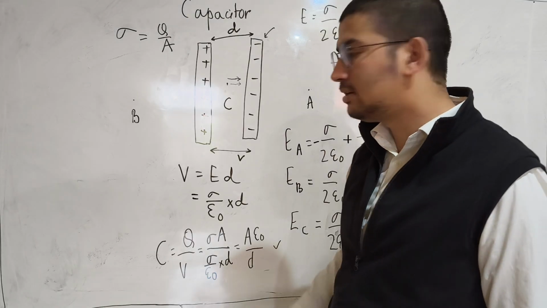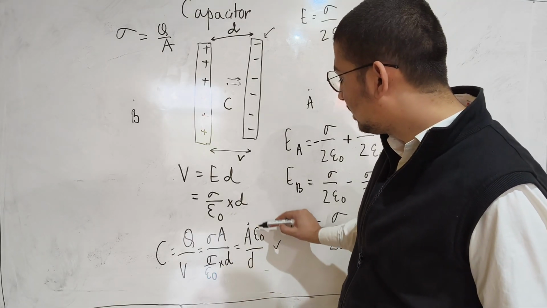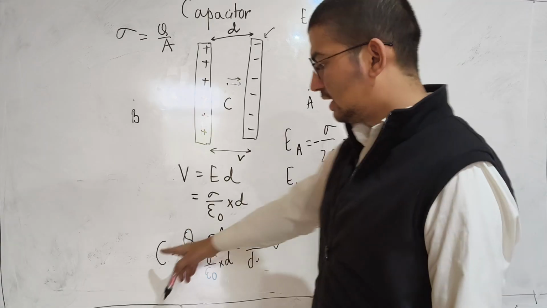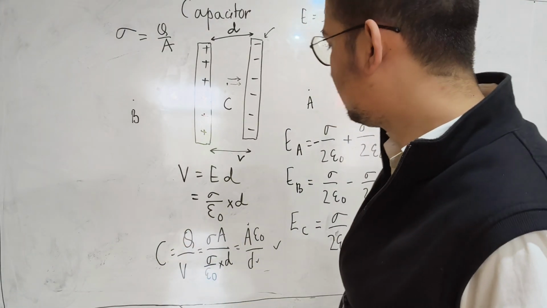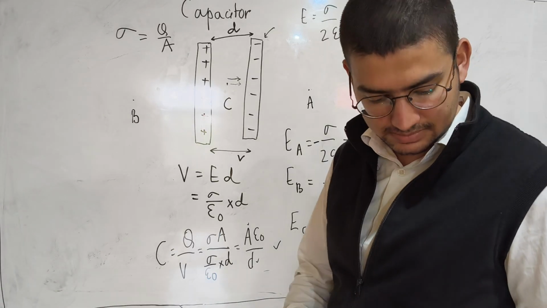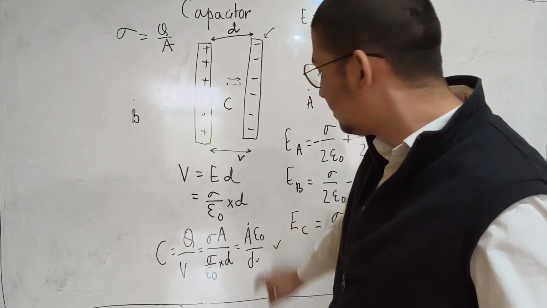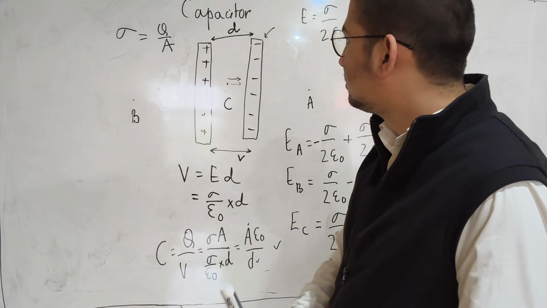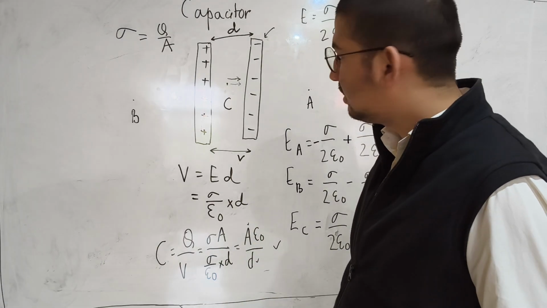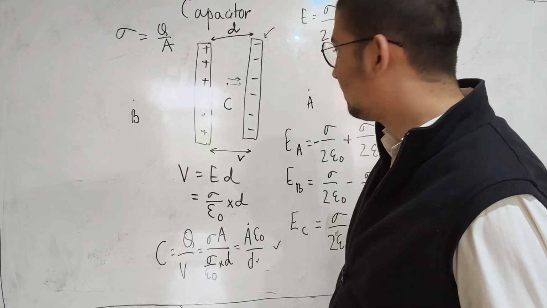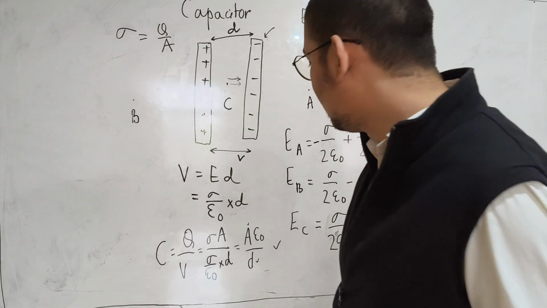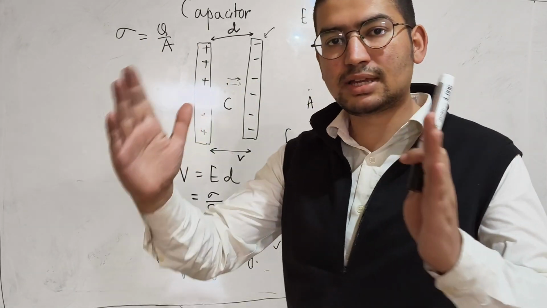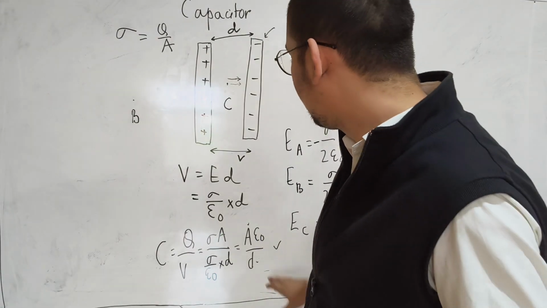If you know the area of the plates A, and the distance by which the plates are separated, then you can get the capacitance of the particular capacitor. Epsilon naught is the permittivity of free space, a constant whose value we know. So we can see from here that the larger the area of the plate, the more capacitance the capacitor will have. And the further away the plates are separated, the lesser the capacitance the capacitor will have.